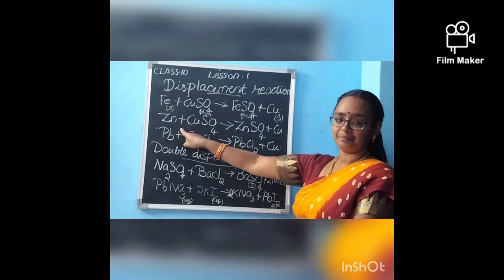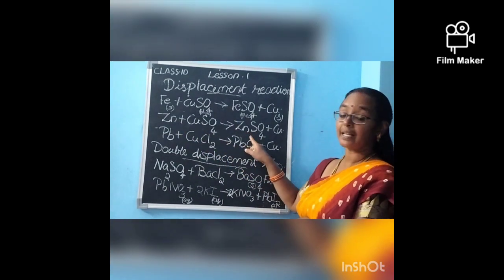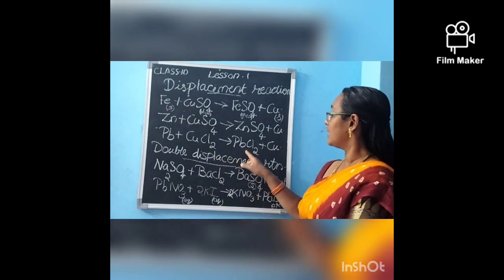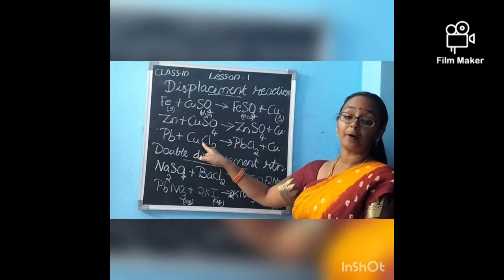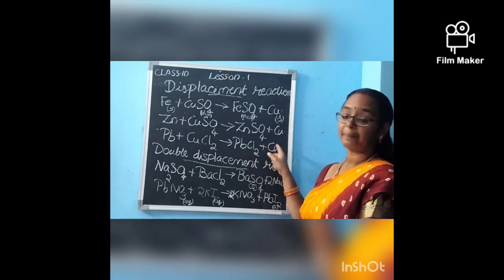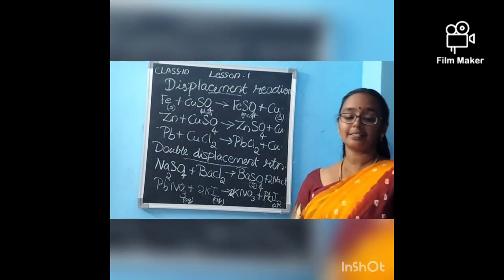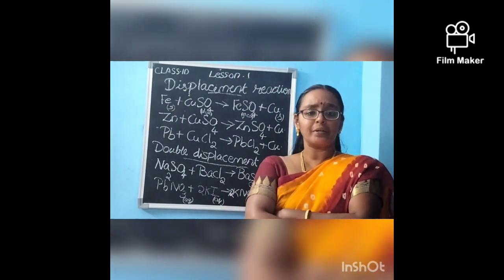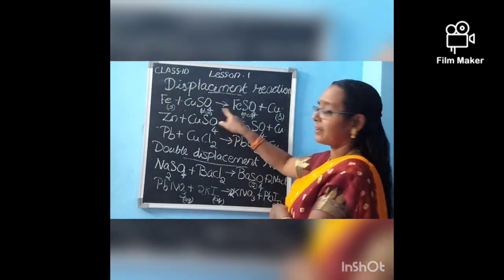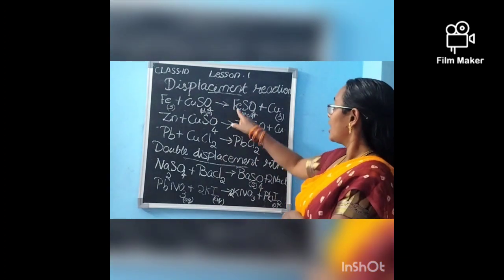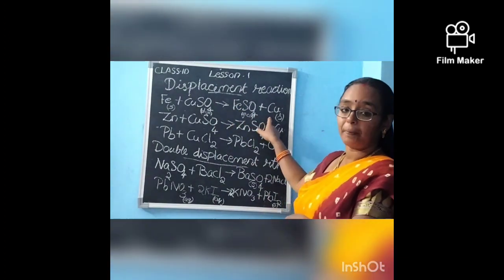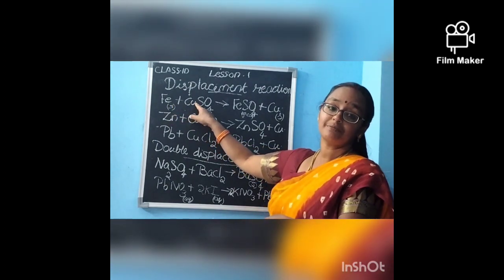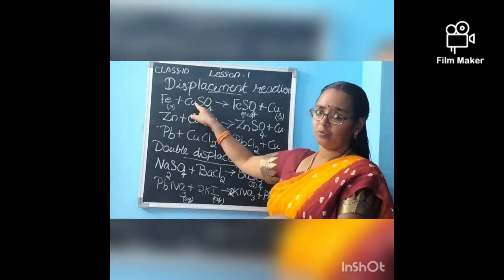Here, zinc plus copper sulfate gives zinc sulfate plus copper. Again, lead plus copper chloride gives lead chloride plus copper. These are kinds of displacement reactions. Now I have a doubt here. Can this reaction be reversed? That is, when iron sulfate reacts with copper, will we get iron and copper sulfate? No, we will not get it.